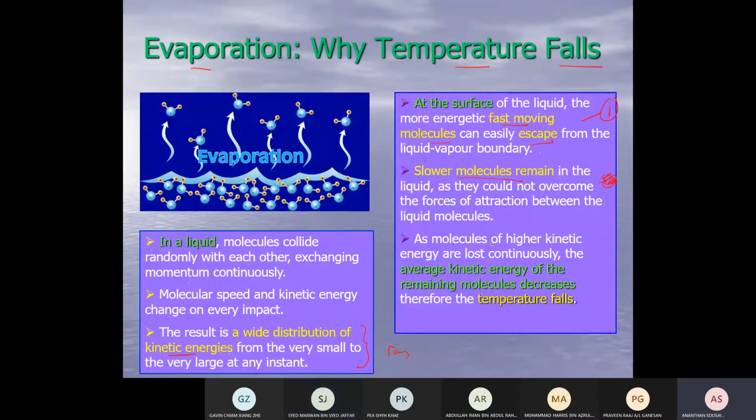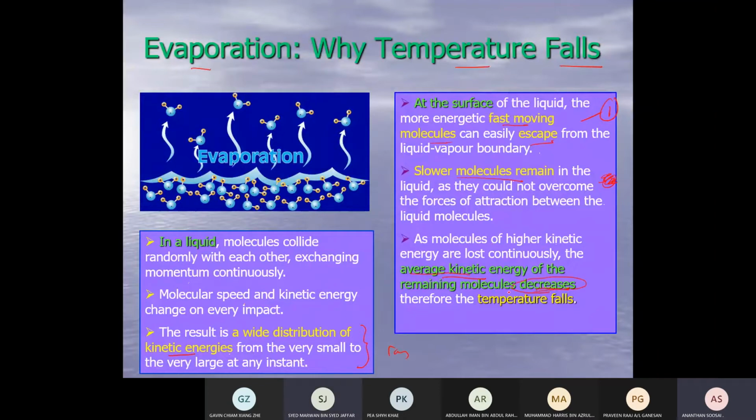Then the last line: as kinetic energy is lost continuously, the average kinetic energy of the remaining molecules decreases. Of course, this is the same as your class. In a class, we have good students, average, mediocre, and weak ones. But let's say the good students leave the class to another class. What happened to the average mark of the class? It will drop. Same thing happens here for kinetic energy. The average kinetic energy of the remaining molecules decreases.